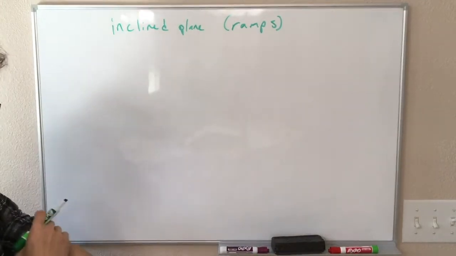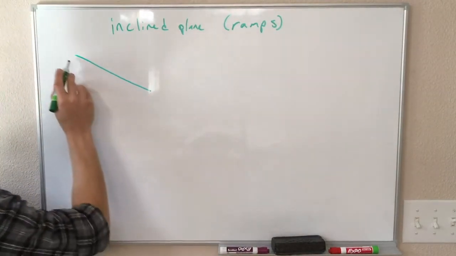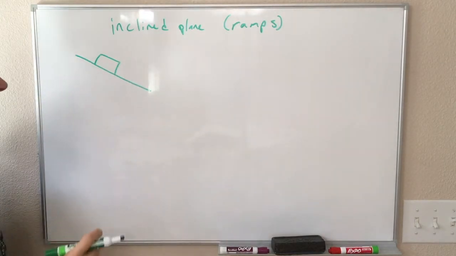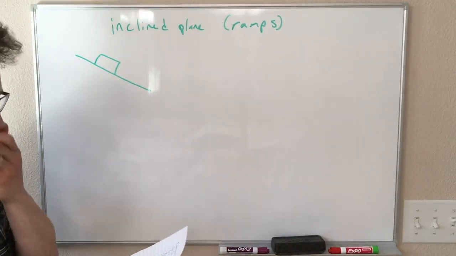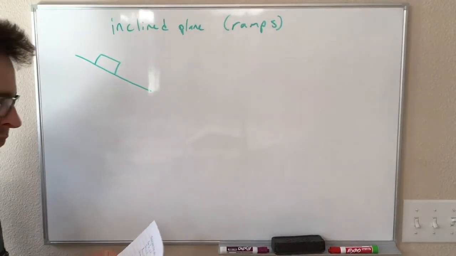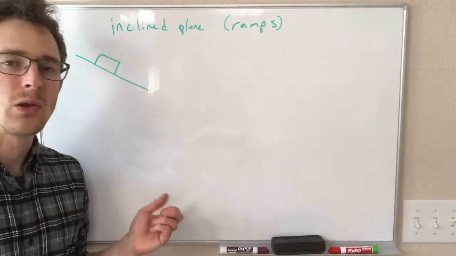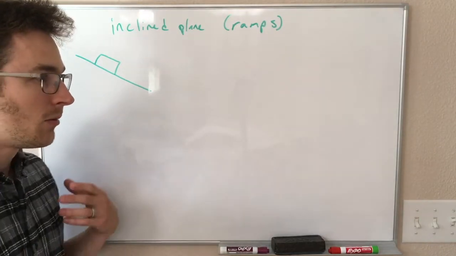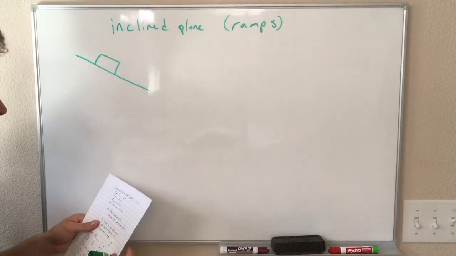So here's our little picture of what one might look like, right? We have some surface that is tilted, and we have some object on that surface, a box or a little toy car or whatever. It turns out there's a particular mathematical way to attack these that is different than other force problems and other problems in this class. And here, let me point some things out.